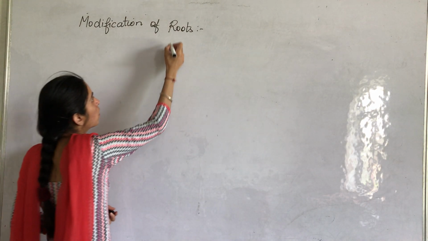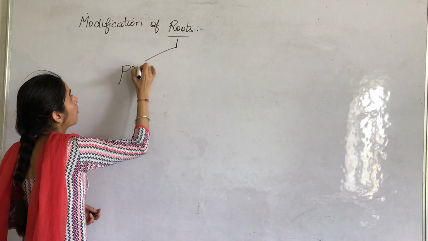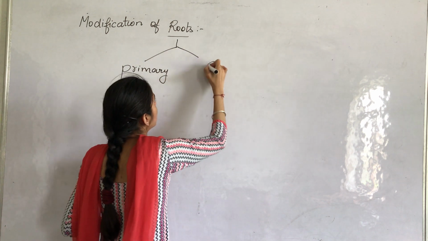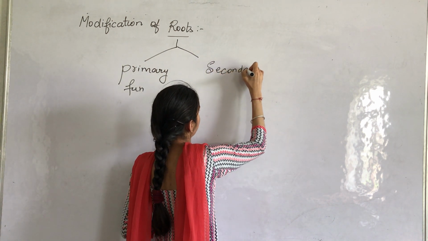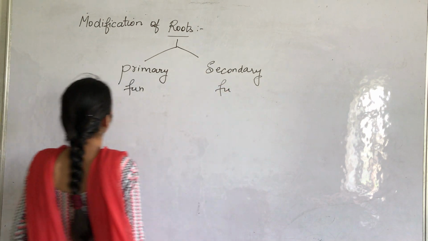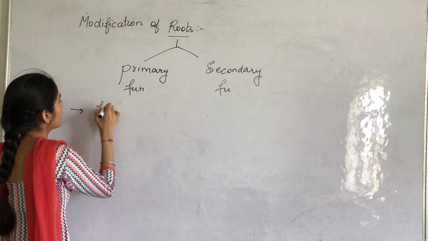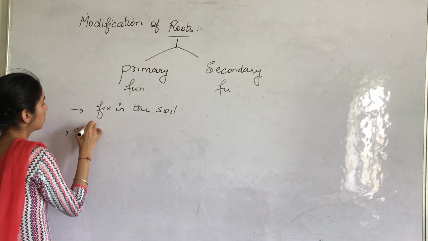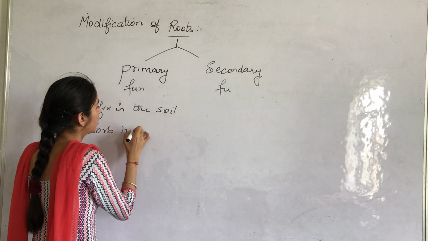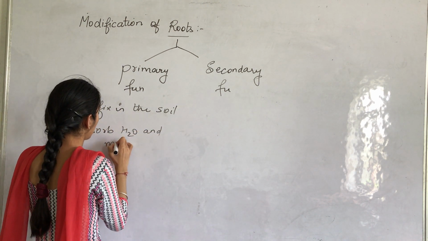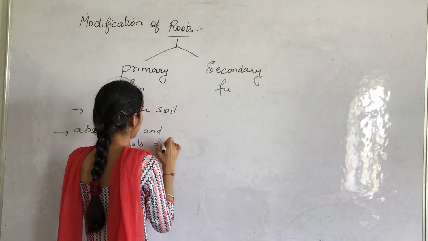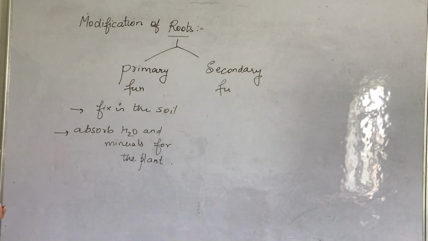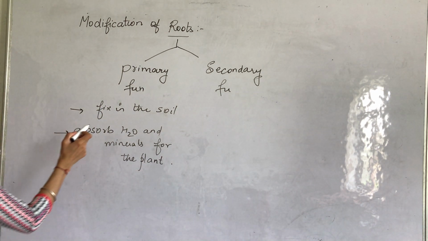Now, as we all know, the roots perform the primary functions, and they perform the secondary functions also. The primary functions of the roots are to fix the plant in the soil and to absorb water and minerals from the soil for the plant.